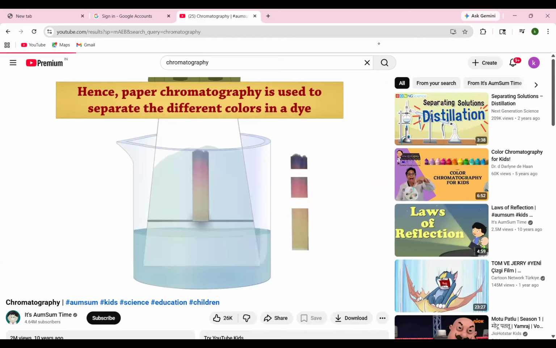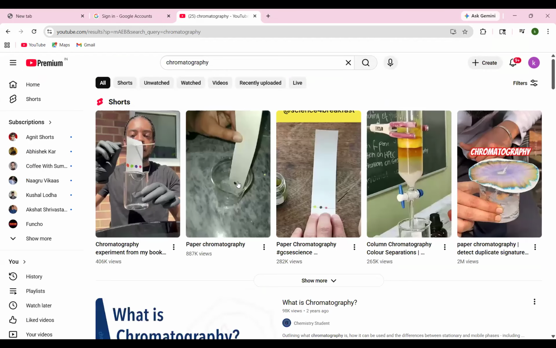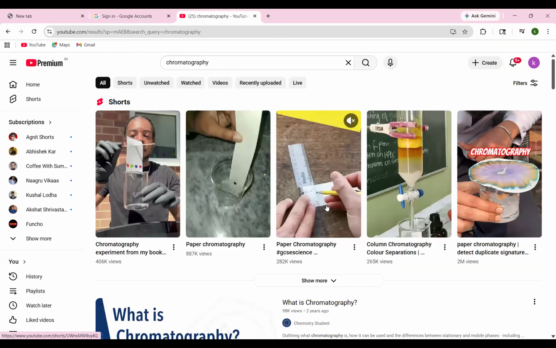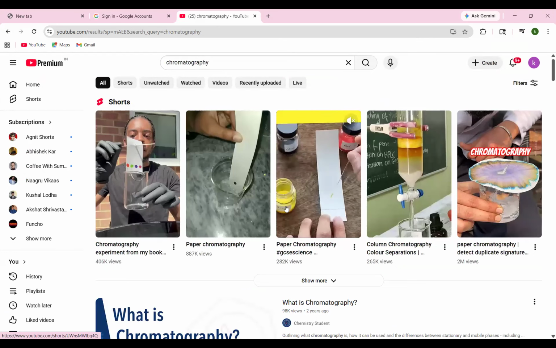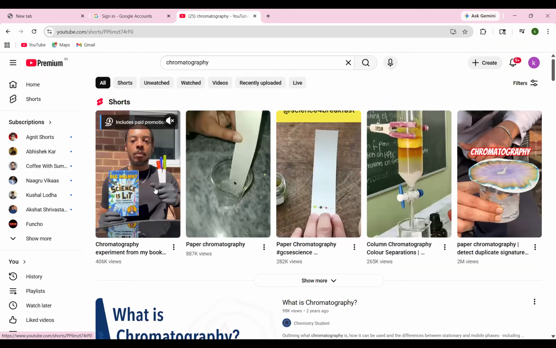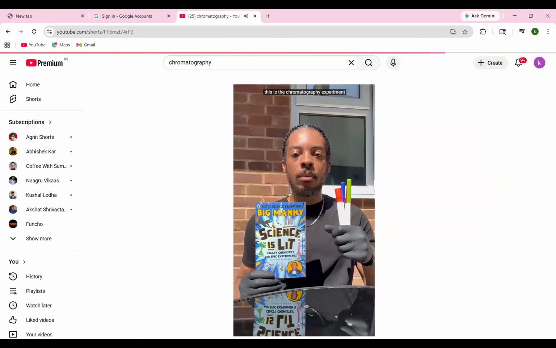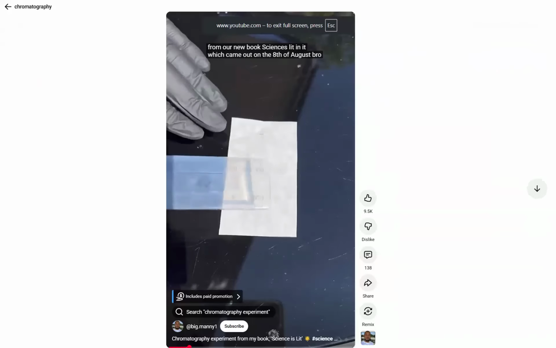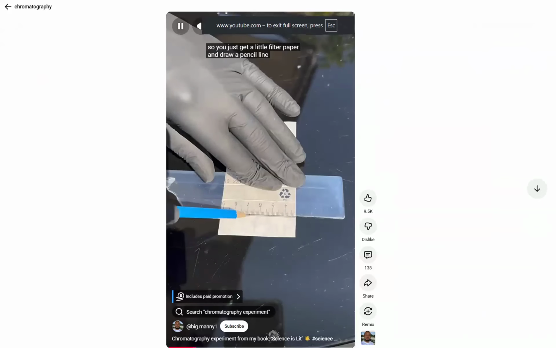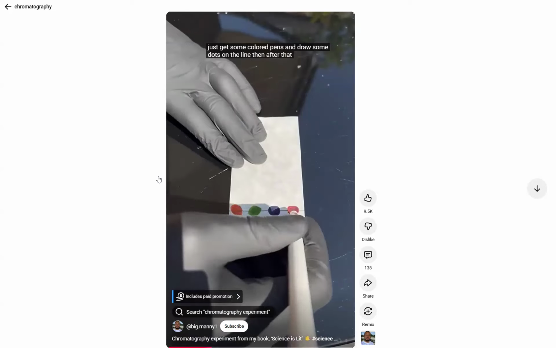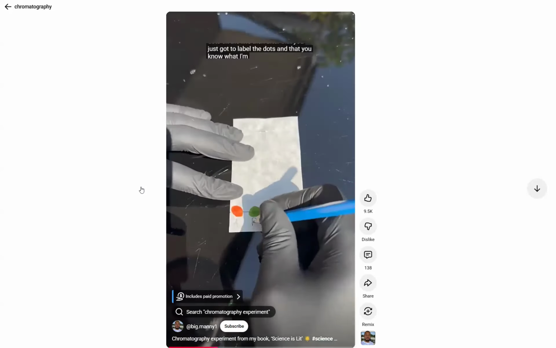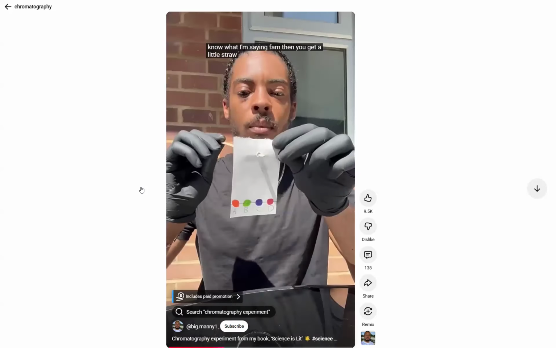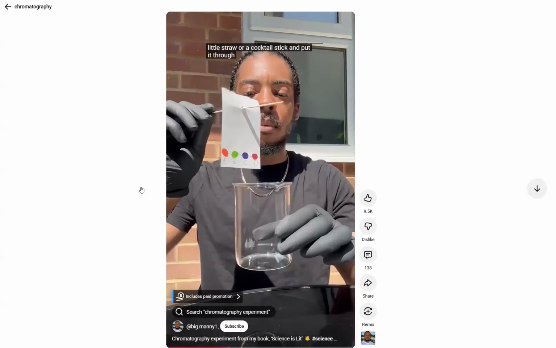In real life, I'll try to show. Wait. Look, this is the real one. This is the chromatography experiment that I used for the sentence, which came out on the 8th of August. Then you just get some colored pens and draw some. You get a little straw or a cocktail stick, and put it in water.